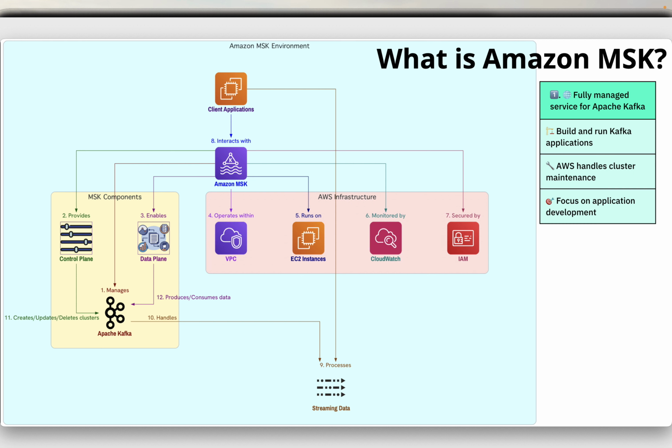So what is Amazon MSK? Amazon Managed Streaming for Apache Kafka is a fully managed service that enables you to build and run applications using Apache Kafka for processing streaming data. This means AWS handles the complexities of maintaining and operating Kafka clusters, allowing you to focus on your applications.